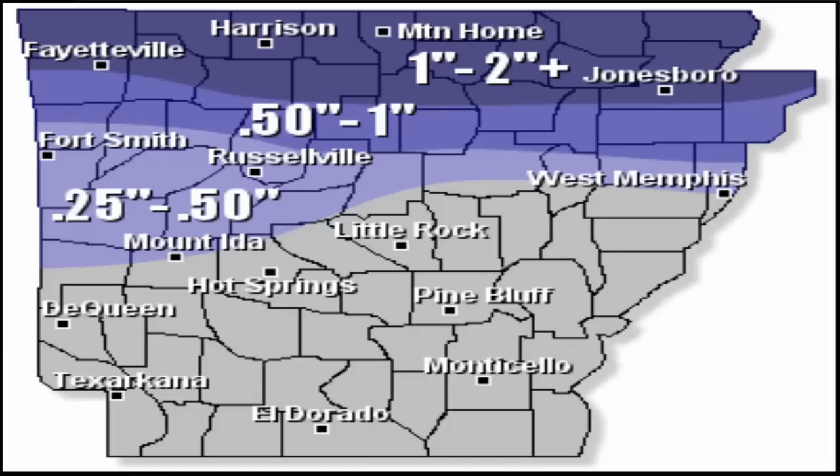The hardest hit areas were the Ozarks, and ice accumulations were up to 2 inches in some locations that left over 2 million people without power. There were numerous fatalities. The power outages actually ended up affecting the drinking supply, and a lot of people were stuck in one location for a very long period of time.